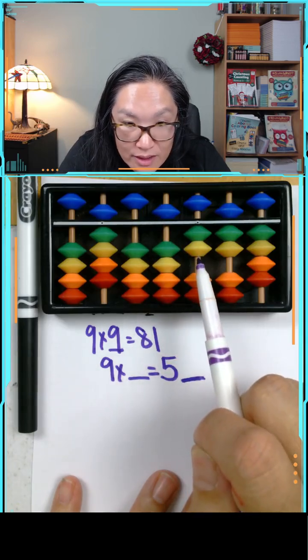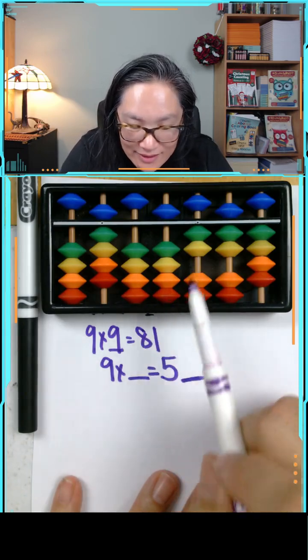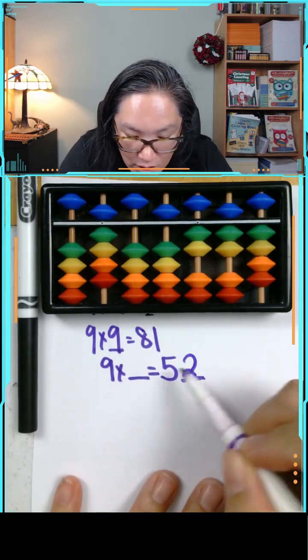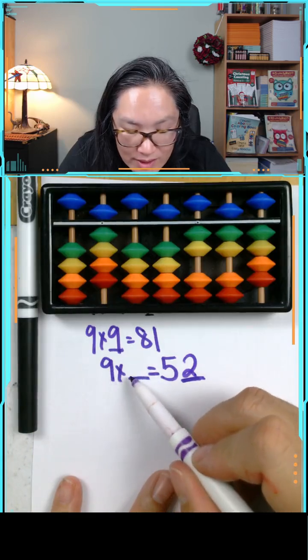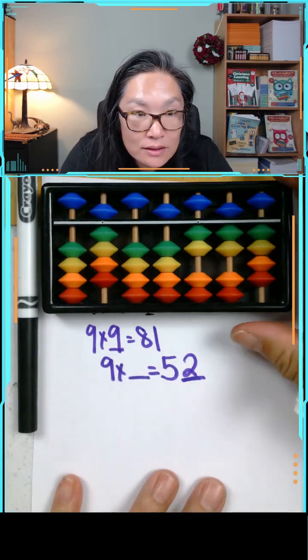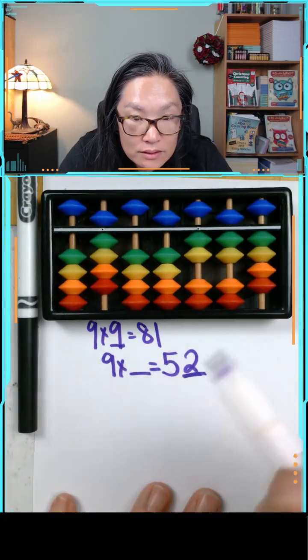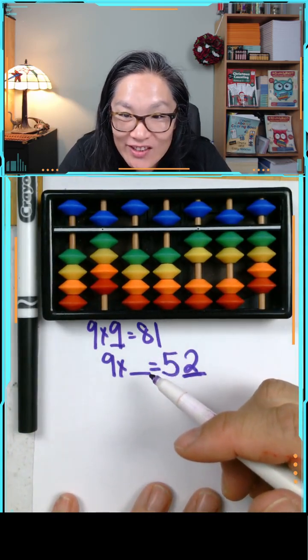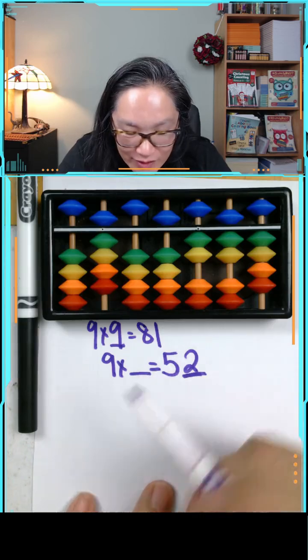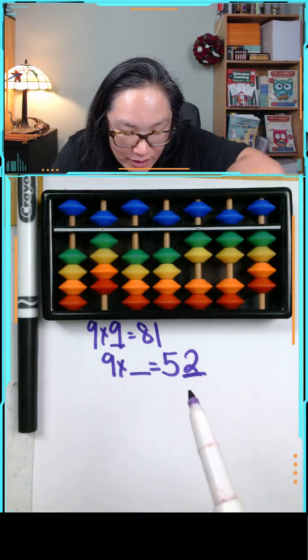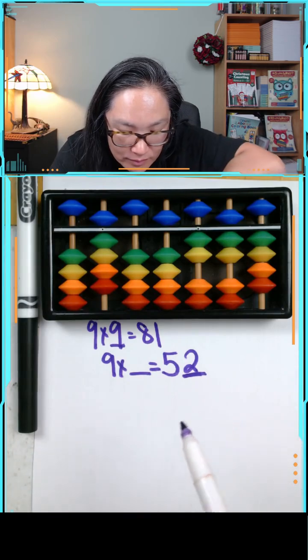And then how do we make it a double digit? Thank you, Jess. It is 2. Yes, it is 2. So what times 9 is equal to 52 or less? You guys are amazing. Bring down the 2. You bring down the 2 because we want to make it a double digit.